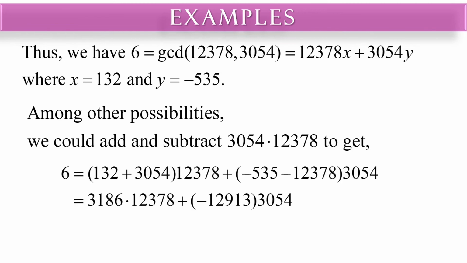to get 6 is equal to the quantity of 132 plus 3,054 times 12,378 plus the quantity of negative 535 minus 12,378 times 3,054, which is equal to 3,186 times 12,378 plus negative 12,913 times 3,054.